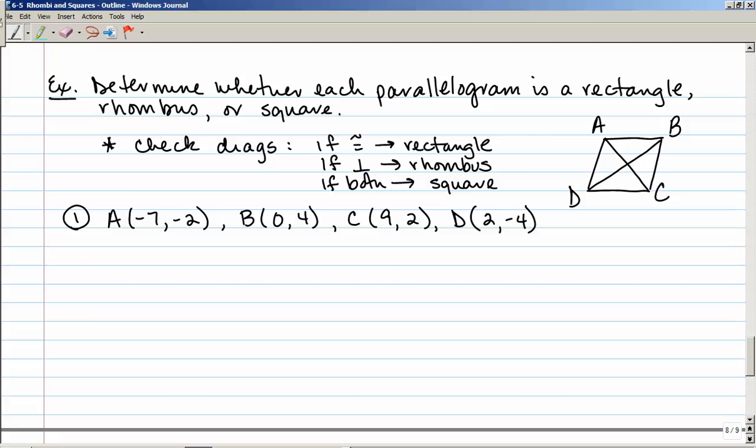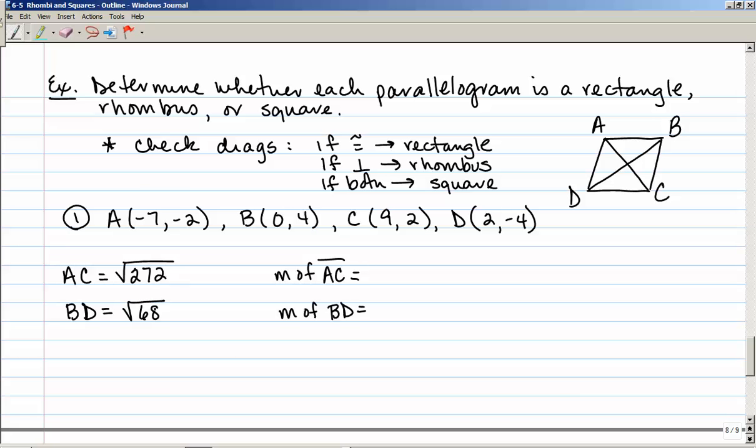So I need to use the distance formula on AC, find out what the length of that is, and then find the length of BD. And then I need to find the slope of AC, and I need to find the slope of BD. So if my diagonals AC and BD are congruent to each other, it will be a rectangle. So using the program in my calculator and plugging in the numbers, I get that the length of AC is the square root of 272, and the length of BD is the square root of 68.